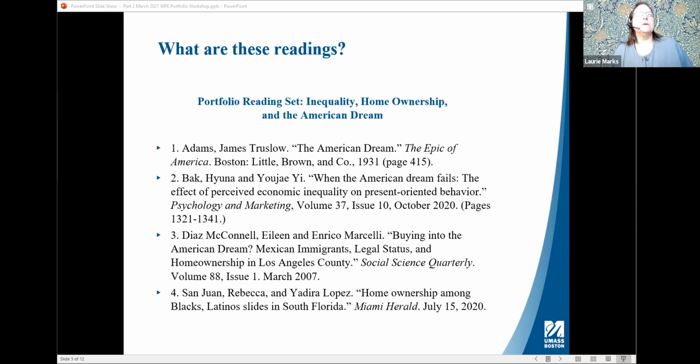Finally, we have an article from the Miami Herald by Rebecca San Juan and Yadira Lopez. The Miami Herald is a daily newspaper that covers South Florida.